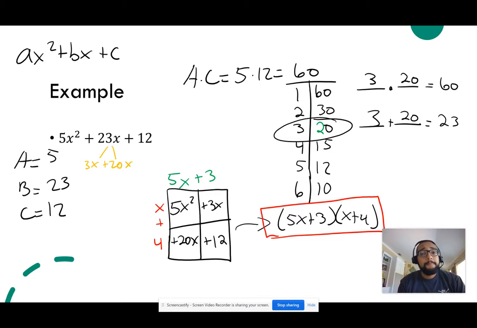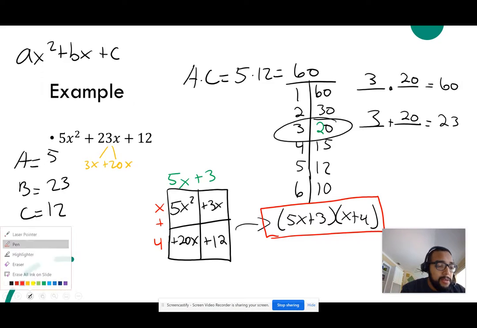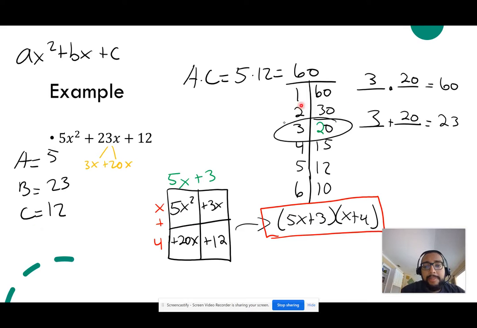Again, biggest thing here is box method is just like grouping. We break up that B term as two separate terms, and we get those terms from these pairs here. So we pick two pairs that when you add them get you 23, and when you multiply get you 60. This was one of three methods. If you feel like you're not going to learn best with this method, there are two other methods you can watch on this channel as well.